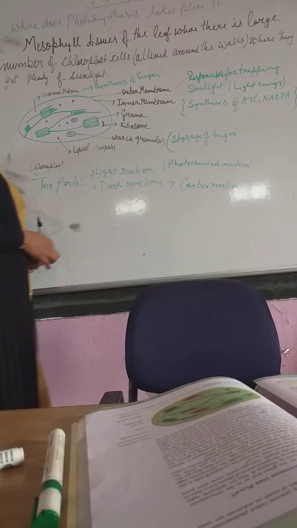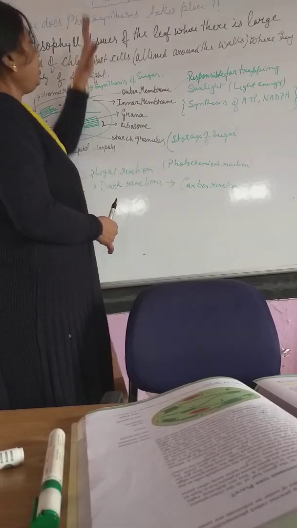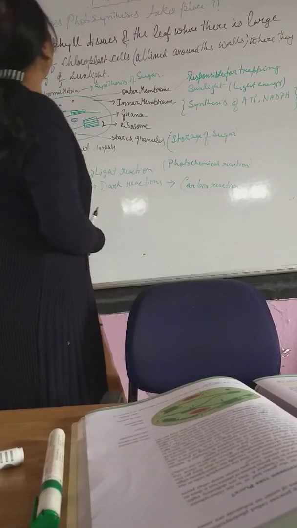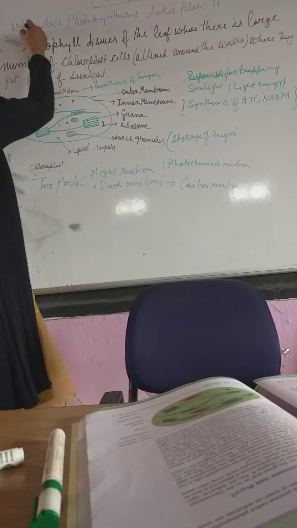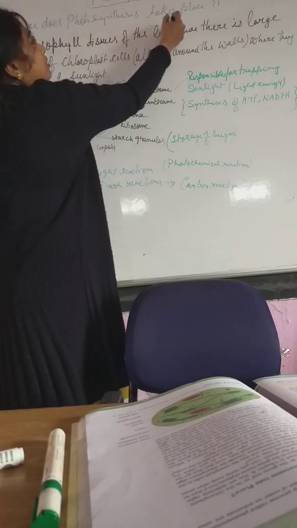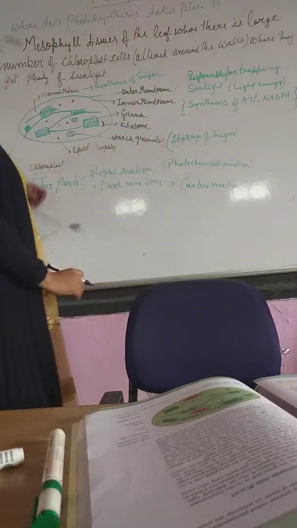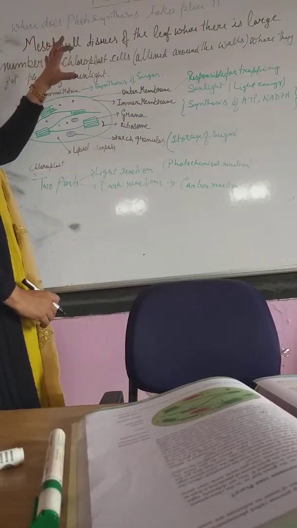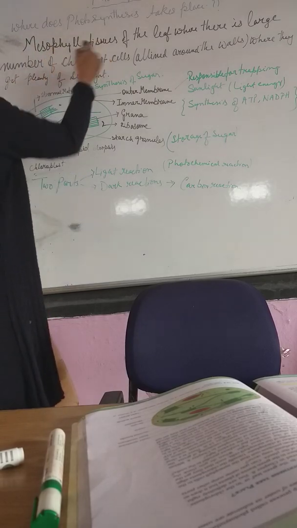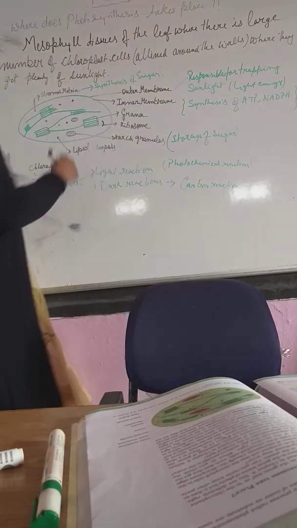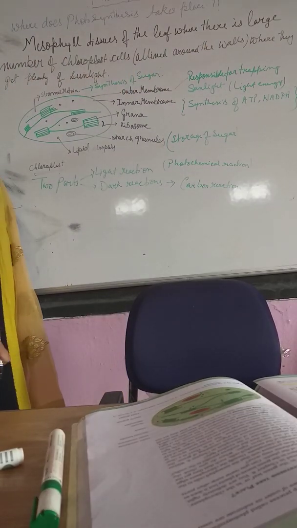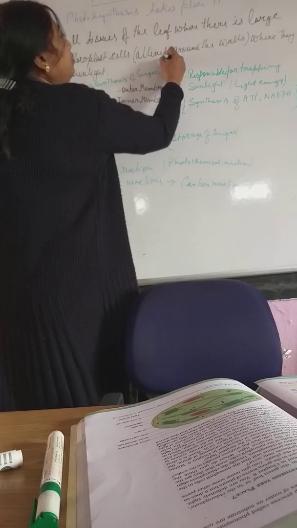Good morning everybody. Now here you see we are dealing with photosynthesis, and primarily today we will be dealing with where photosynthesis takes place. Photosynthesis basically takes place in the mesophyll tissue of the leaf, where there is a large number of chloroplast cells aligned around the wall.